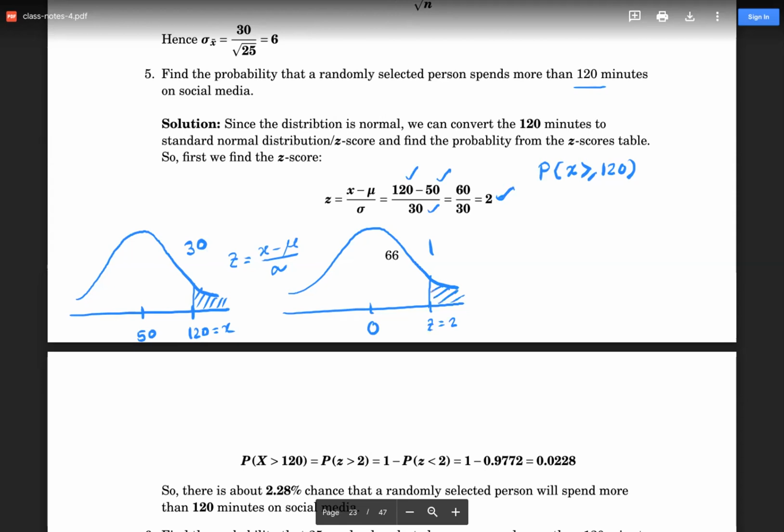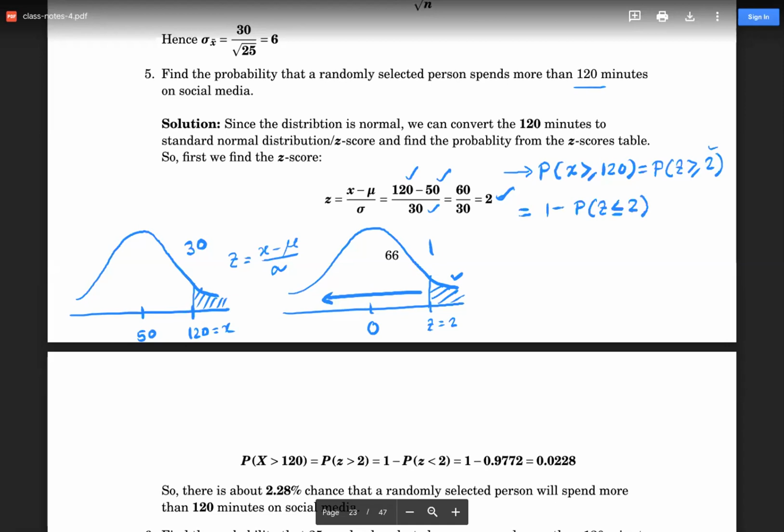So finding the probability that x is greater than 120 is the same as finding the probability that z is greater than or equal to 2. Now you can look it up in the standard normal distribution table for z equal to 2, but that's not the value you are looking for. The table gives you the area to the left, but we need the area to the right. So we just need to subtract the area to the left: 1 minus the probability of z less than or equal to 2.